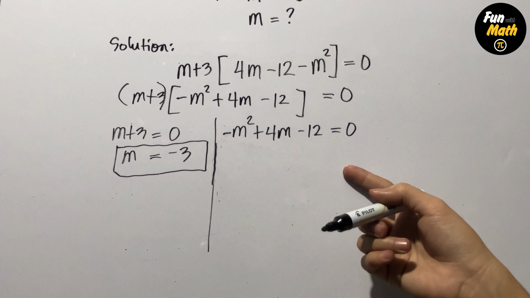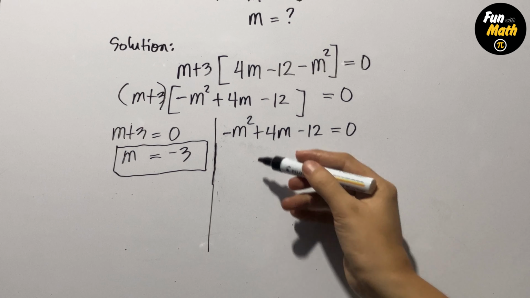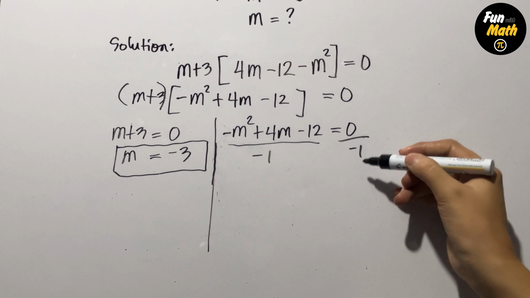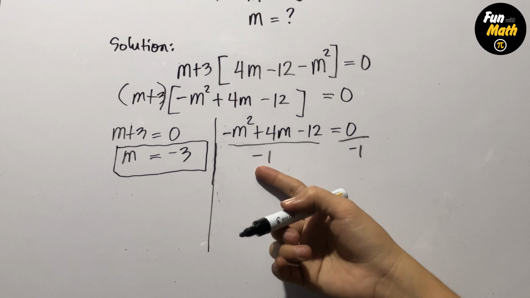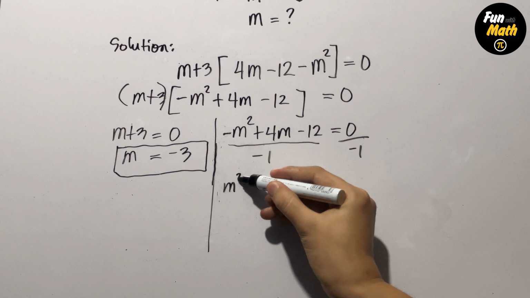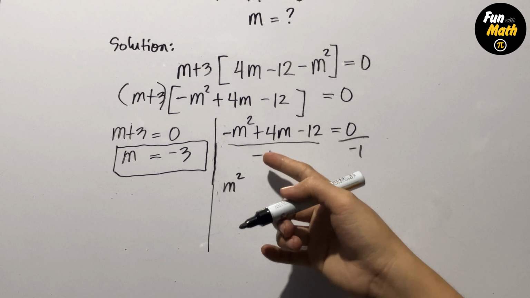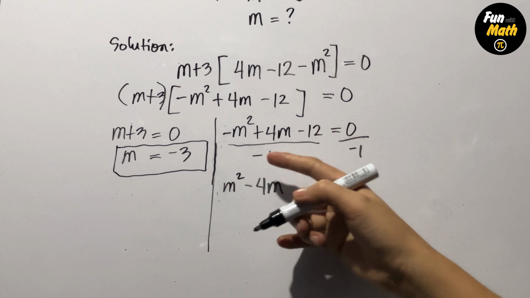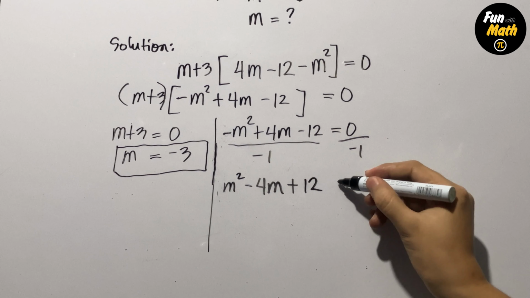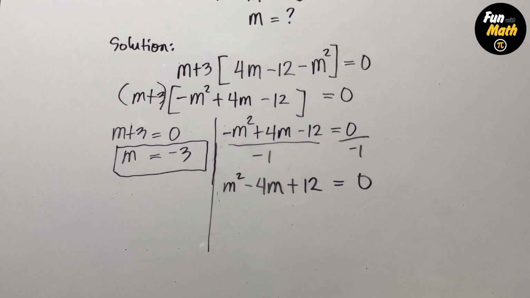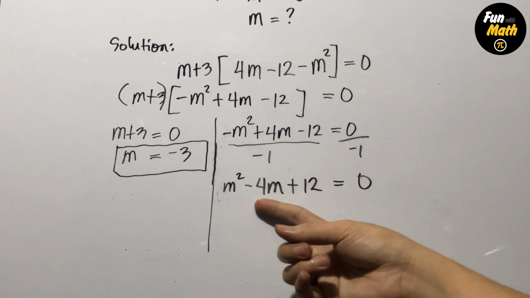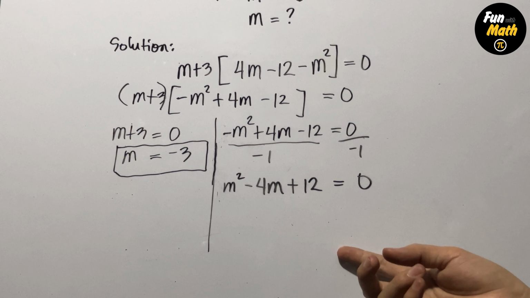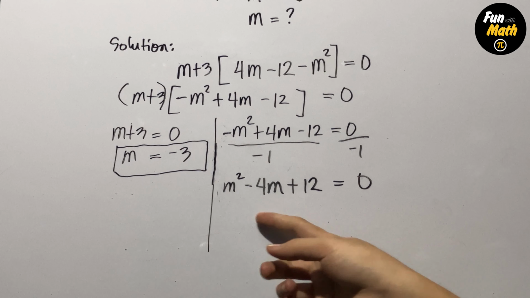And for this, we can isolate the negative by dividing by negative 1. So negative over negative, they just cancel. So we have m squared, and then 4m divided by negative 1 is negative 4m. Negative 12 divided by negative 1 is plus 12, equals 0. Now, next, this is a quadratic equation. We are going to use the quadratic formula to find the values of m.